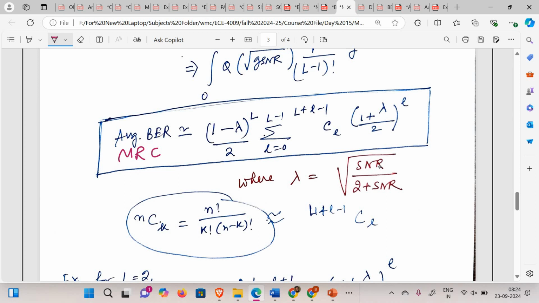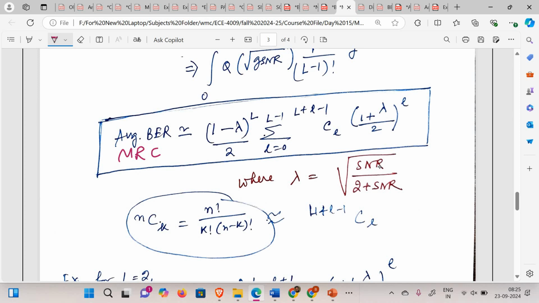Then we have a function, this is the NCR, that's why I have mentioned it here. This is nothing but a combination that we know, NCK. So capital L plus l minus 1 C l multiplied by 1 plus gamma by 2, whole to the power l. This part, if you observe, is at times a little difficult to evaluate. We'll see that with the question also if time permits. But for the time being, you write it, because this is a general equation for average BER.